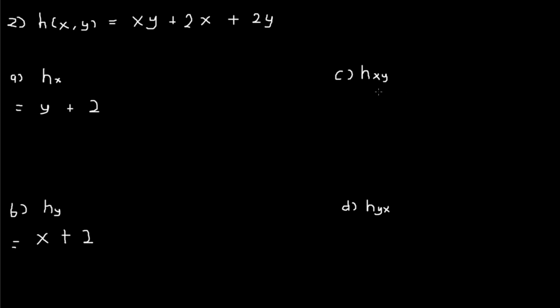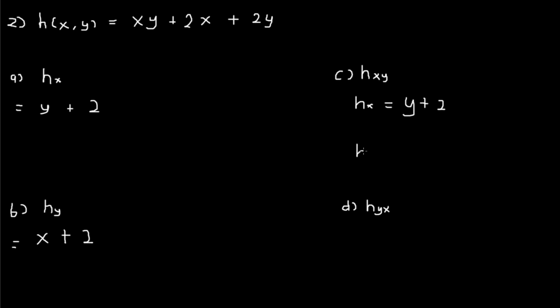Now we have to differentiate this equation with regards to x first, and then afterwards the result we have to differentiate with regards to y. So let's do that. We know that h of x, the derivative of this equation with regards to x, is equal to y plus 2.